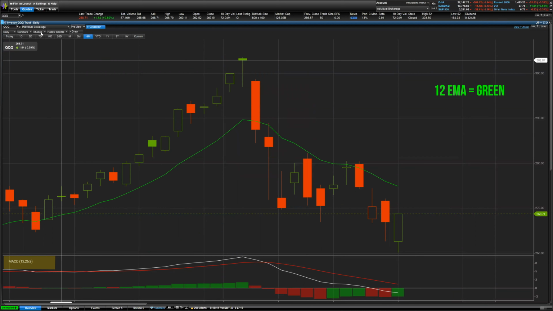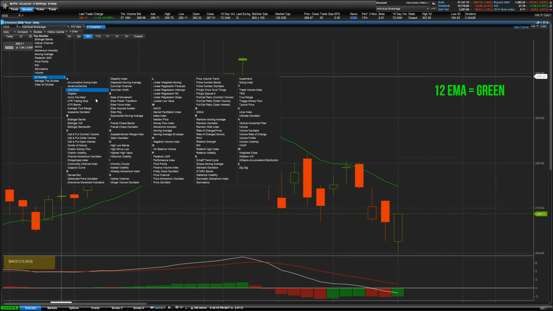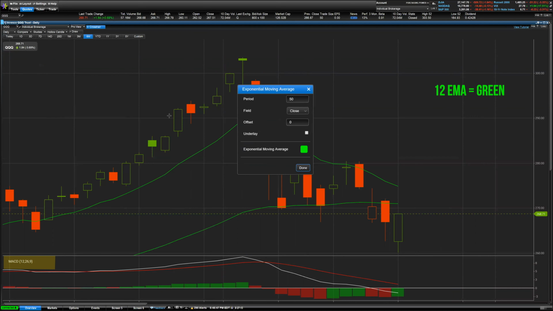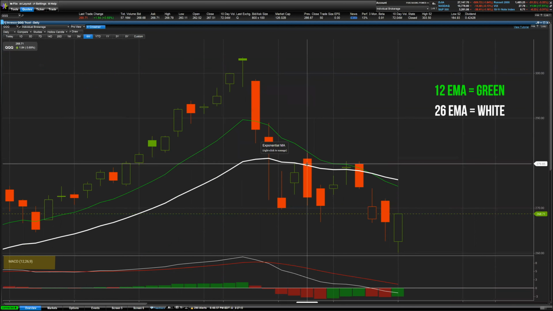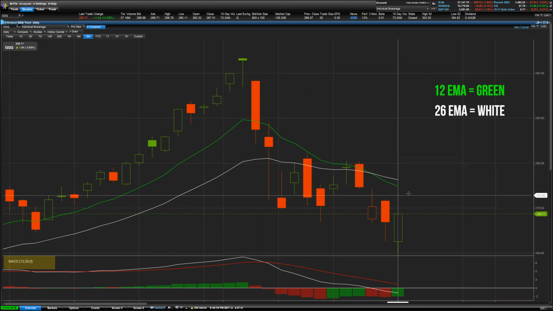Okay. Now I want to go back up to studies. I want to go to exponential moving average. And now I want to make this the second number, 26. And I'm going to make this white. Now you can see we have the green, which is the 12-day exponential moving average, and the white, which is the 26-day exponential moving average.